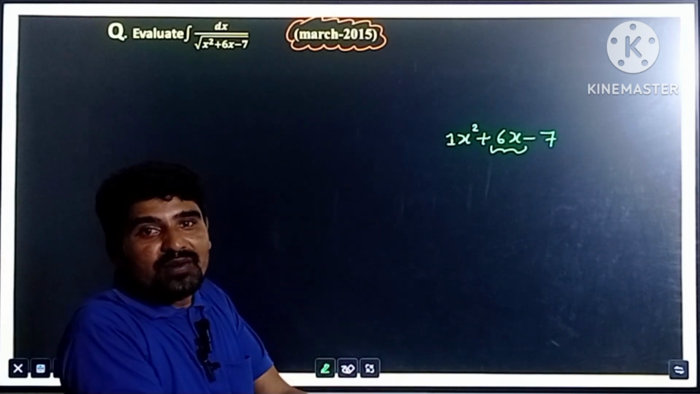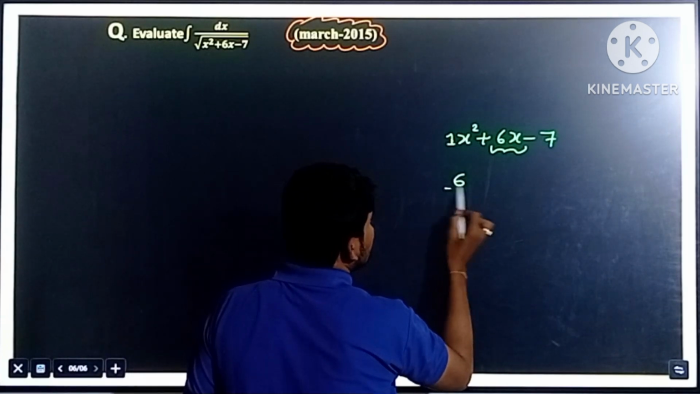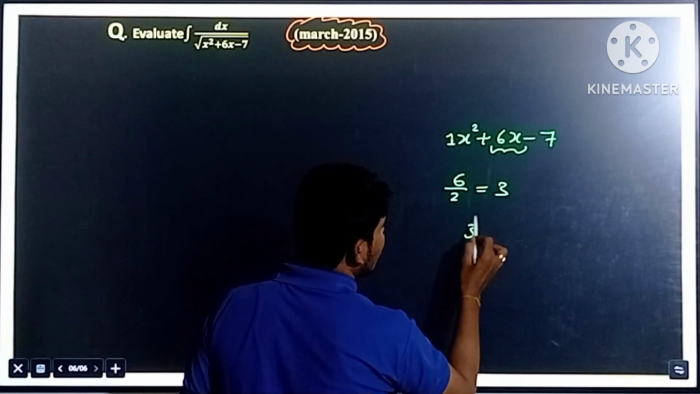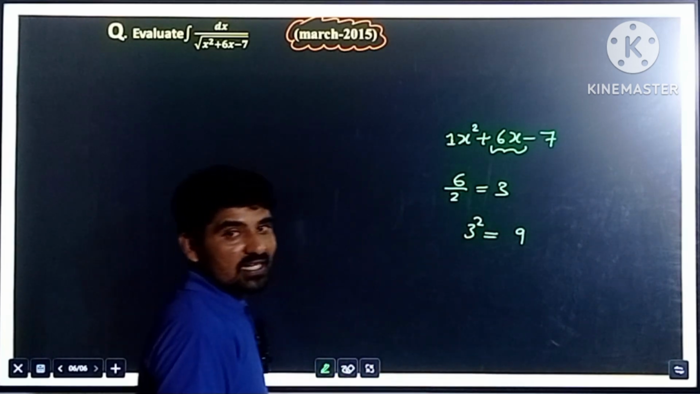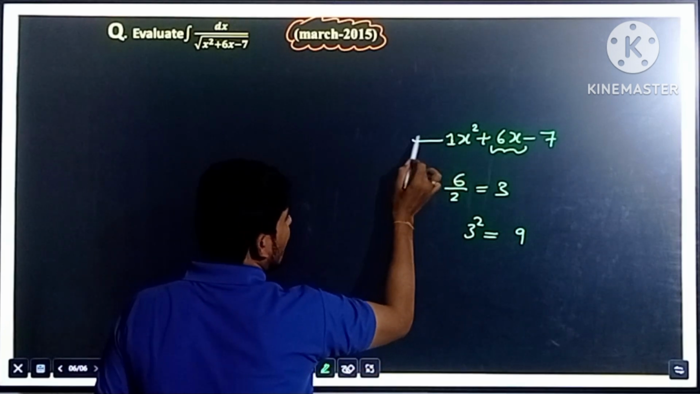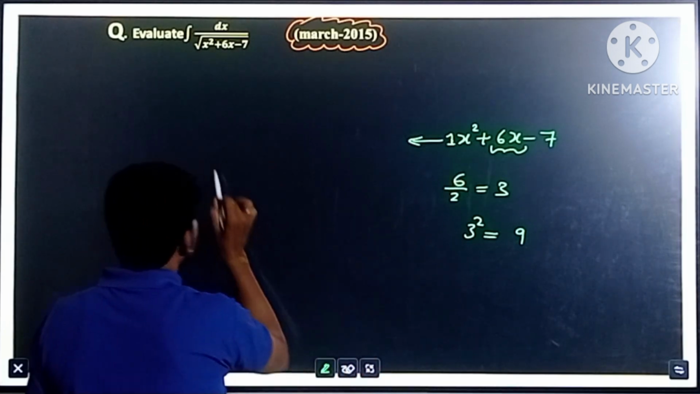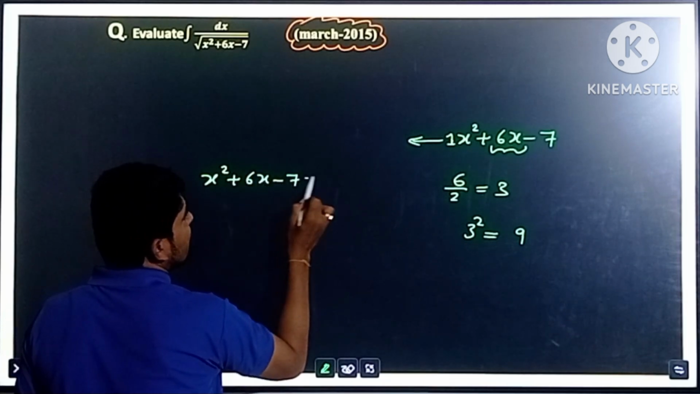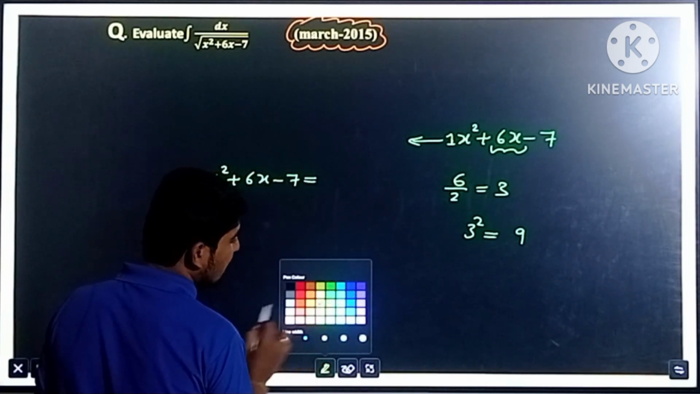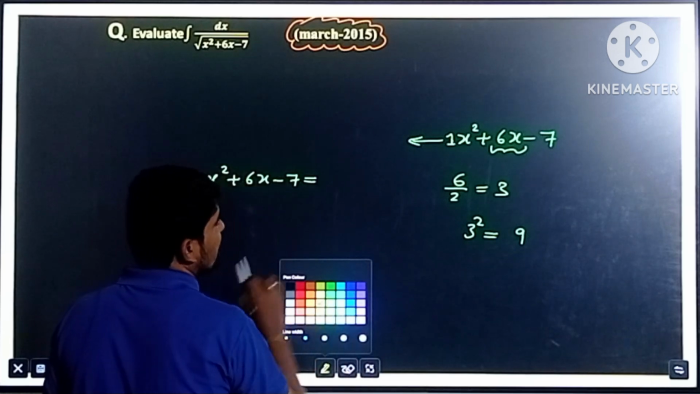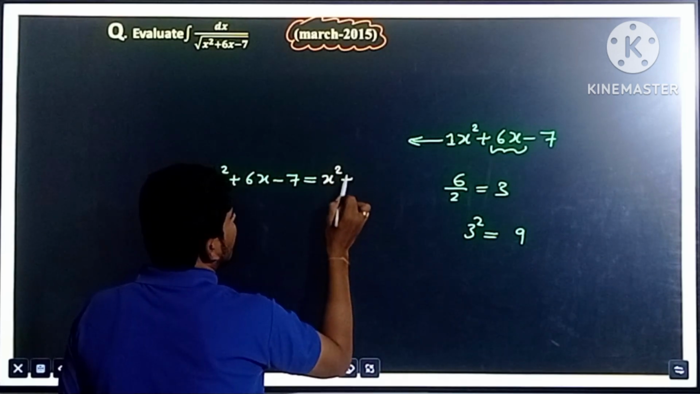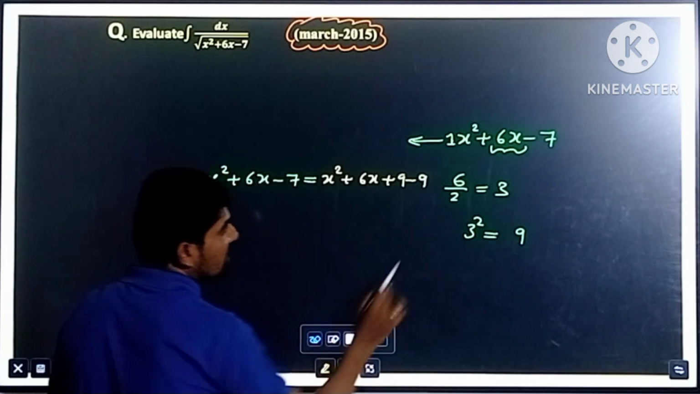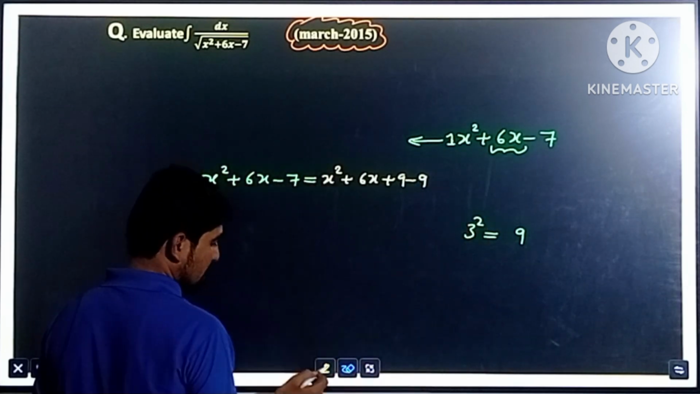We need to take half of 6. What is half of 6? 6 divided by 2 is 3. And then square it. Square it means what? 3 square. The value of 3 square is 9. Now what? For this quadratic expression, x square plus 6x minus 7, add and subtract this 3 square. That is x square plus 6x plus 9 minus 9 and then minus 7 as it is.